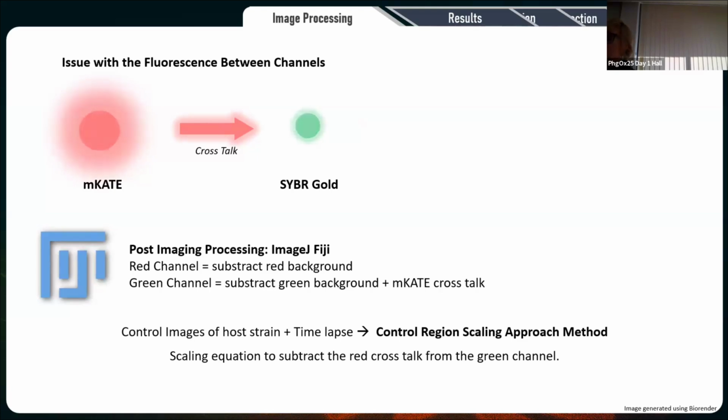From the red channel, we subtract any red background that could be there, and we do this with the green channel. However, unfortunately, we noticed immediately that an issue with the system is that because the mKate signal from the bacteria is so strong, there's actually crosstalk, with mKate crosstalking into the SYBR Gold channel, the green channel. So in addition to removing the background from the green channel, we've also had to develop a system to remove the mKate crosstalk. That's where we came up with a control region scaling method, which was used to scale the red background in such a way that it could then be subtracted from the green channel, removing the crosstalk.